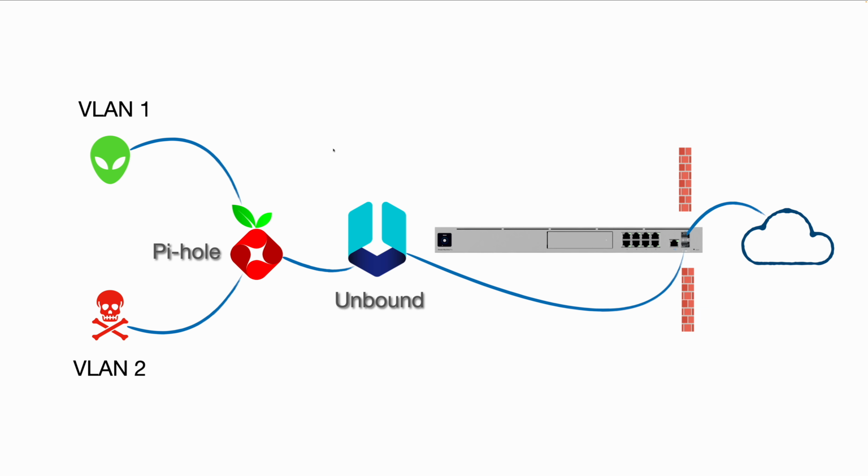If you run Pi-hole or Pi-hole plus Unbound within your home network, and at the same time, if you configure VLANs, you may encounter issues when it comes to DNS domain name resolution. In this video, let's talk about how we can resolve that.